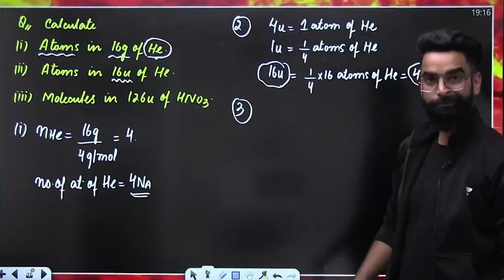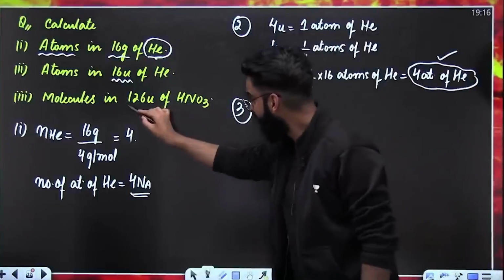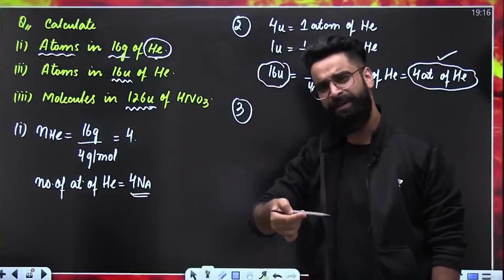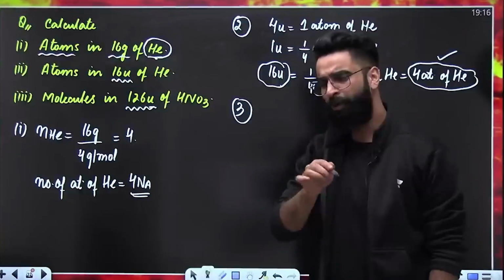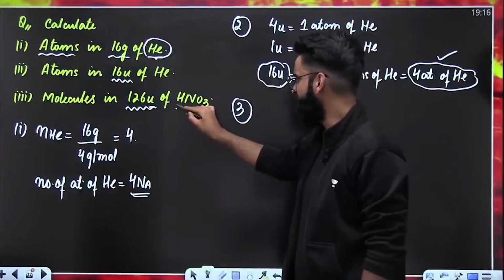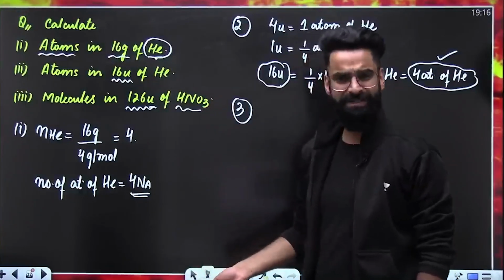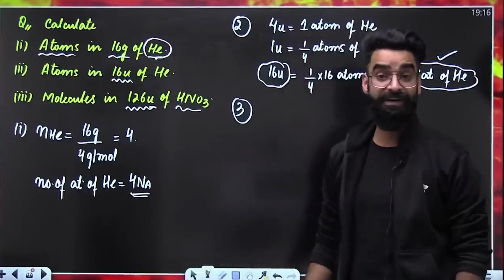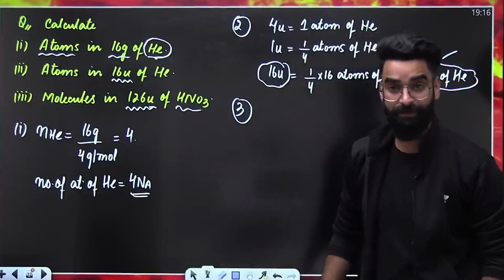Look at the third one. Again, you can see mass is not given in grams. If it was given in grams, then given mass divided by molar mass gives me the moles. Then moles multiplied by Avogadro's number gives me its molecules, right? That was the simple procedure if the mass was given in grams. But here again, the mass is not given in grams. It is given in AMU.